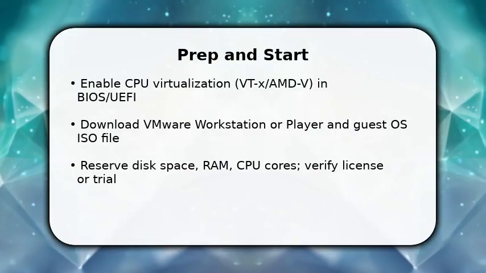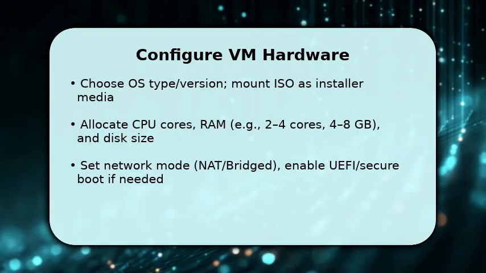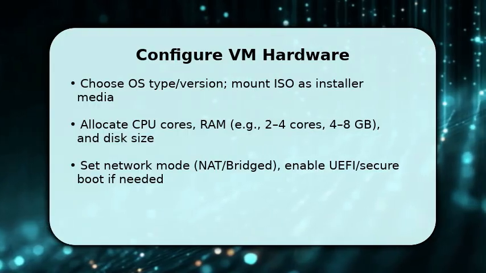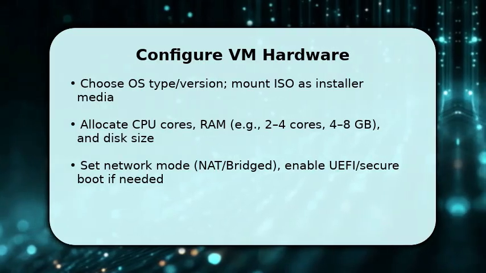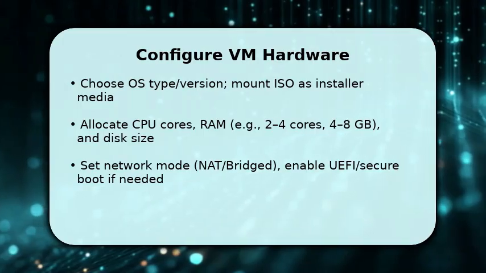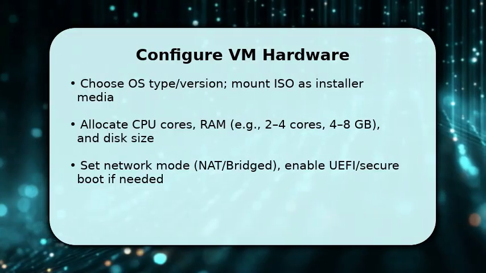You now configure virtual hardware and options. Select guest OS type and attach the ISO to the virtual CD/DVD drive so the VM boots the installer. Allocate CPU cores and RAM based on workload. For typical desktops, use 2-4 cores and 4-8 GB RAM.